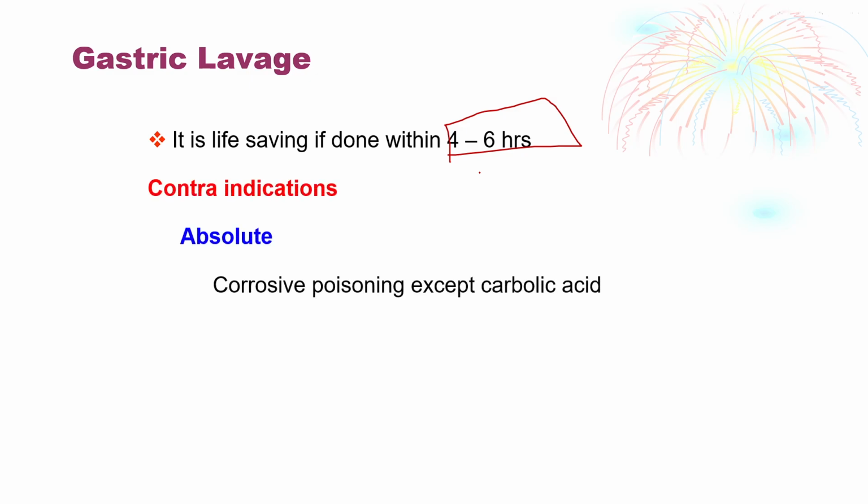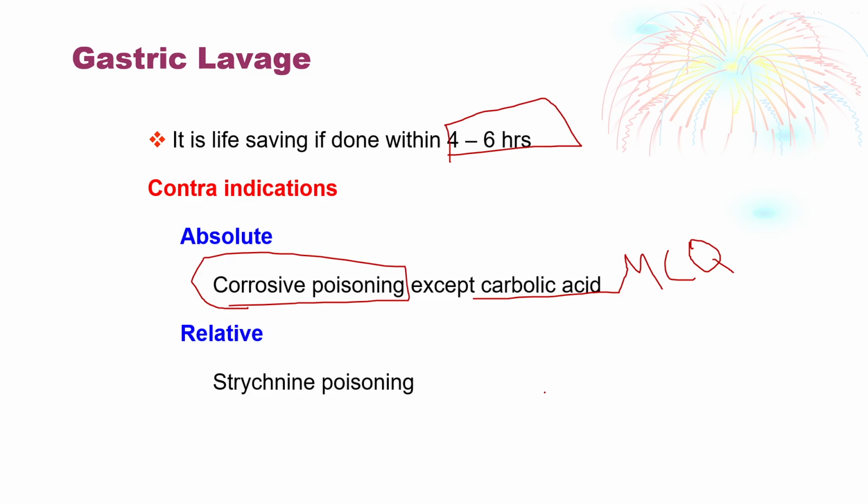What are the contraindications? The absolute contraindication is corrosive poisons. Corrosive poisons, as we discussed in toxicology, are those poisons which produce corrosions and ulcers. So in all of the corrosive poisons, it is absolutely contraindicated because it produces a lot of complications, except in carbolic acid. Most of the time it appears in MCQs. Carbolic acid is the only acid where we perform gastric lavage.